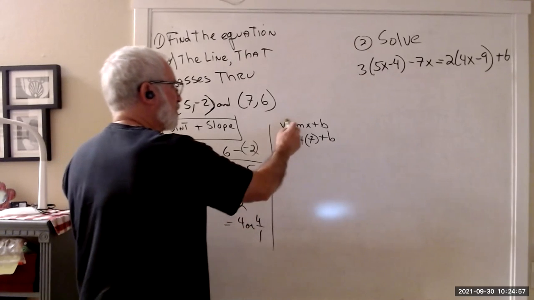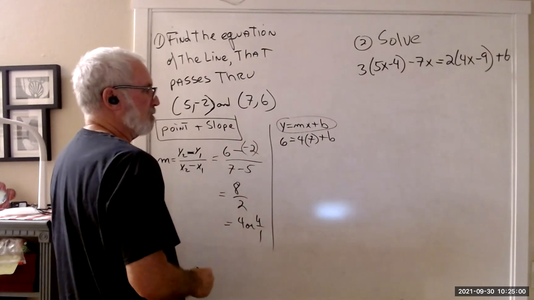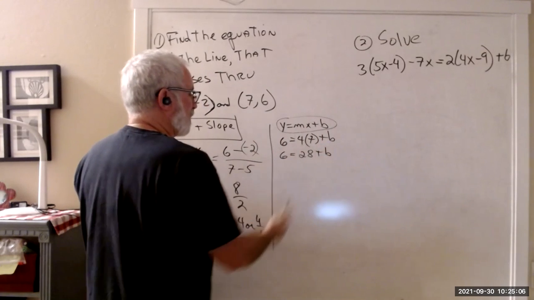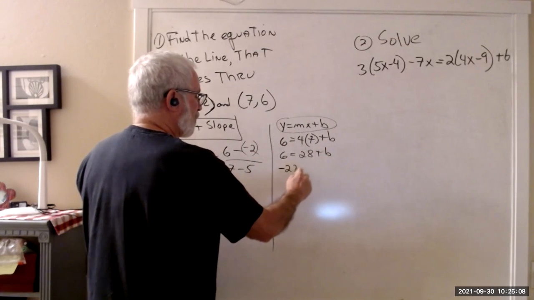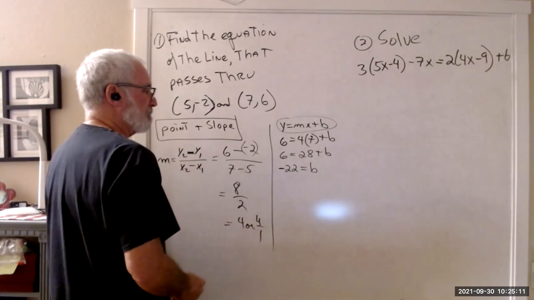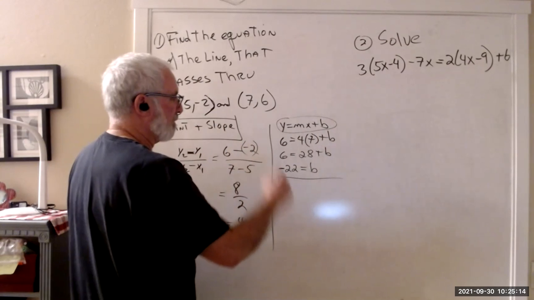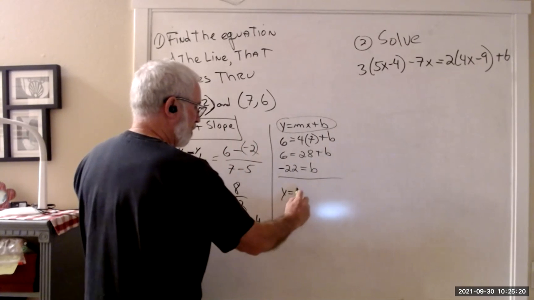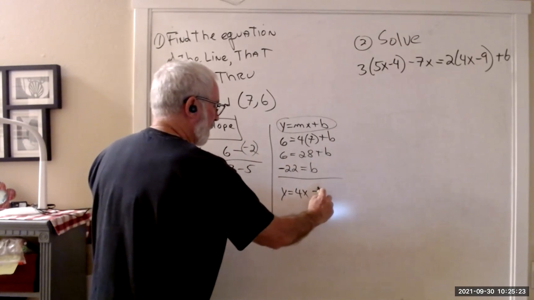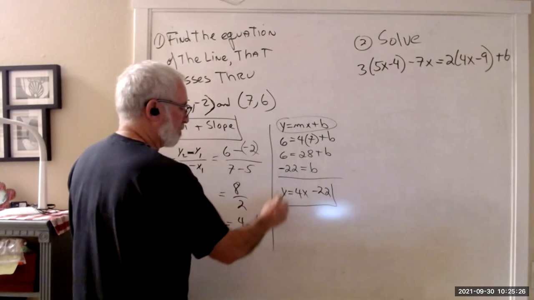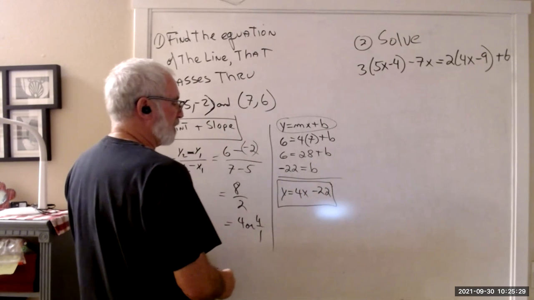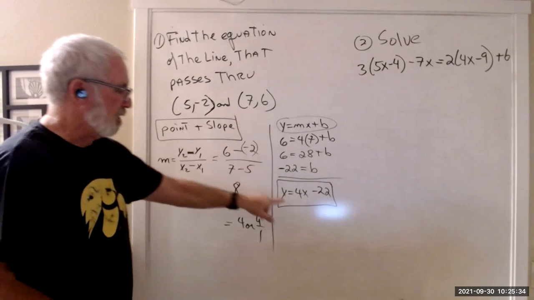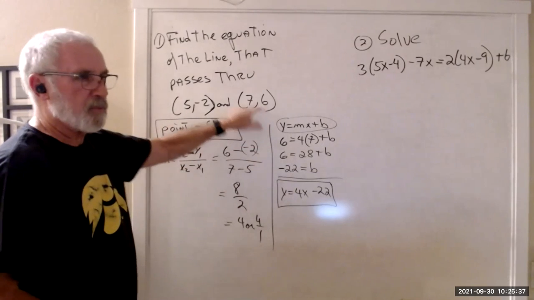So the first time you use this formula, you just plug in everybody you know. So that's 6 equals 28 plus b. If you take away 28 from both sides, you get negative 22 equals b. Well, now you come back and you plug it in, but a little bit more carefully. We plug in only the m and the minus 22. And that is the equation of the line that goes through those 2 points. Guaranteed, when you graph that line, it'll go through that point and that point.